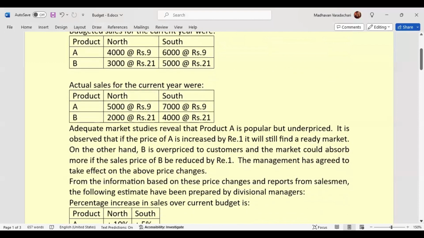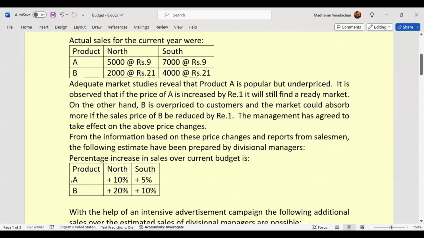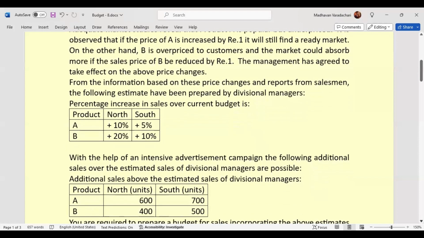Based on these price changes and reports from salesmen, the following estimates have been prepared by divisional managers: percentage increase in sales over the current budget. For product A, North plus 10% and South plus 5%, and for product B plus 20% and plus 10% for North and South respectively. With the help of an intensive advertisement campaign, the following additional sales over the estimated sales of divisional managers are possible. They gave us some quantities for product A and product B for North and South respectively.